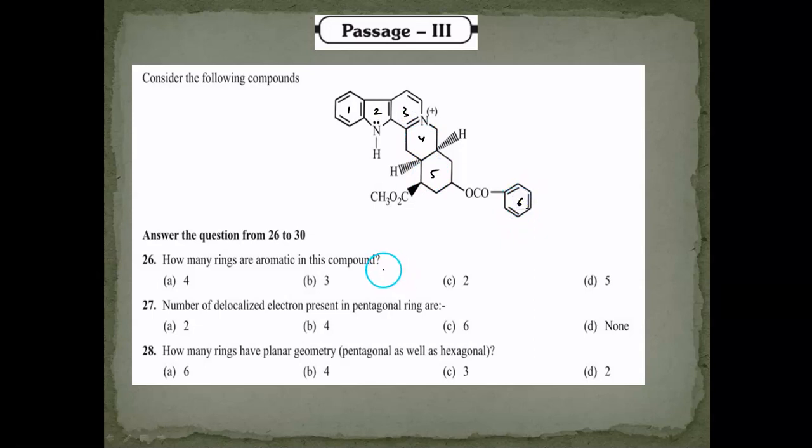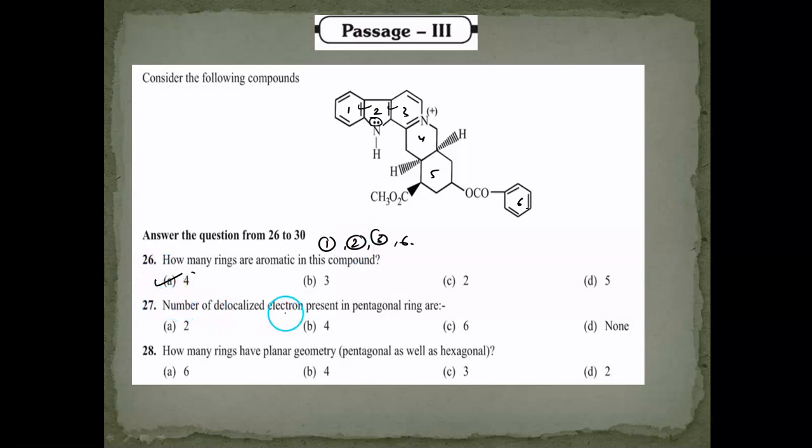Right? You can pause the video and answer it. So how many rings are aromatic? The first one is aromatic. Second one is also aromatic. 2 electrons, and 2 electrons over nitrogen can be delocalized. Huckel rule is followed. Third is also aromatic. Right? And sixth is also aromatic. So answer for this question will be 4 rings are aromatic.